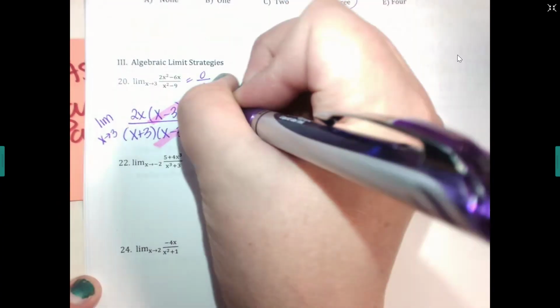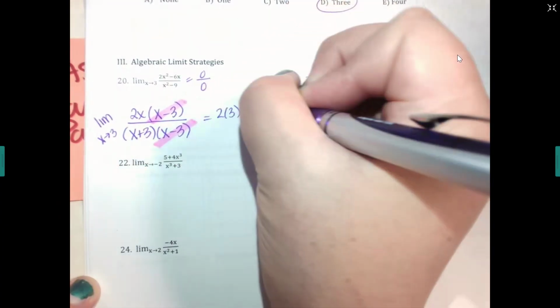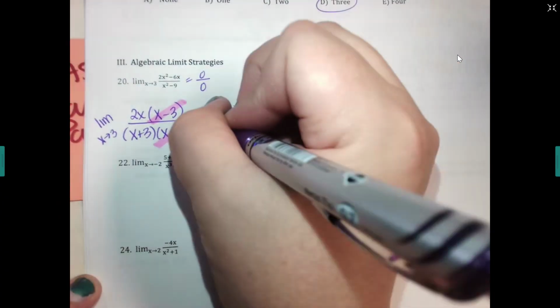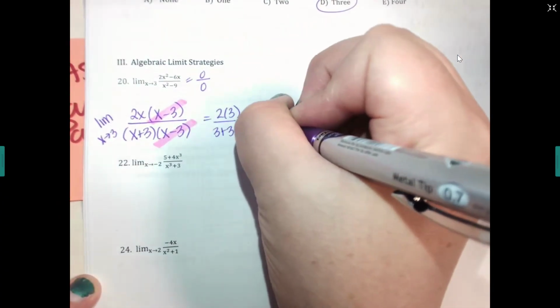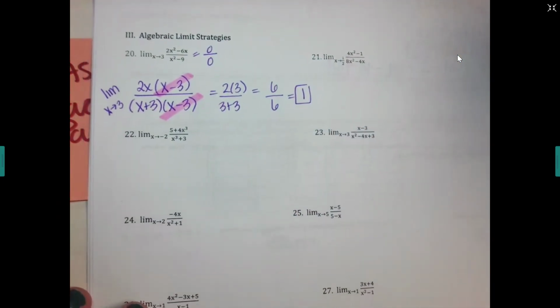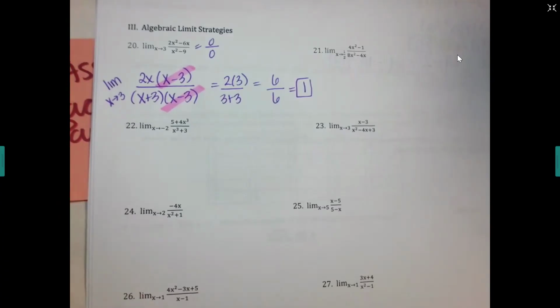So if I'm approaching 3, then my goal is to plug that in. So 2 times 3 on top would become a 6. And then on bottom, 3 plus 3 would also be a 6. 6 divided by 6 is 1. Okay, go ahead and do number 22 right below that.